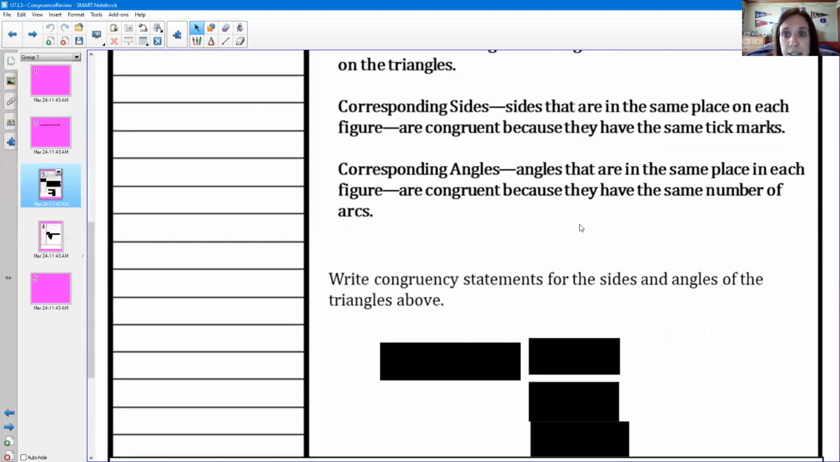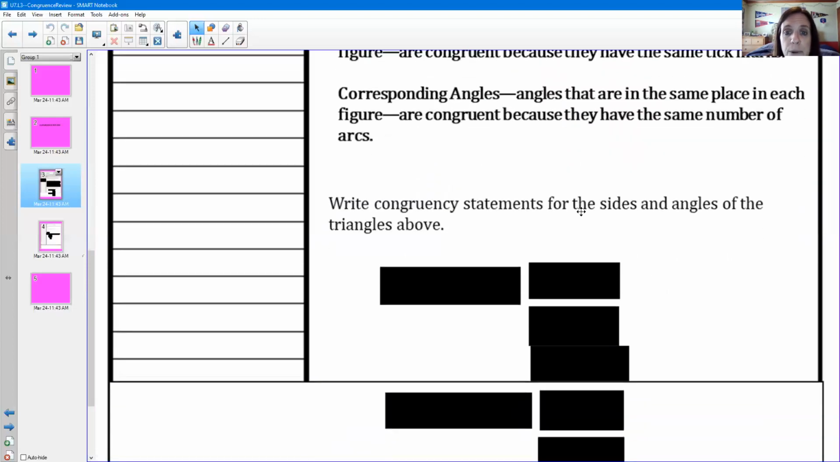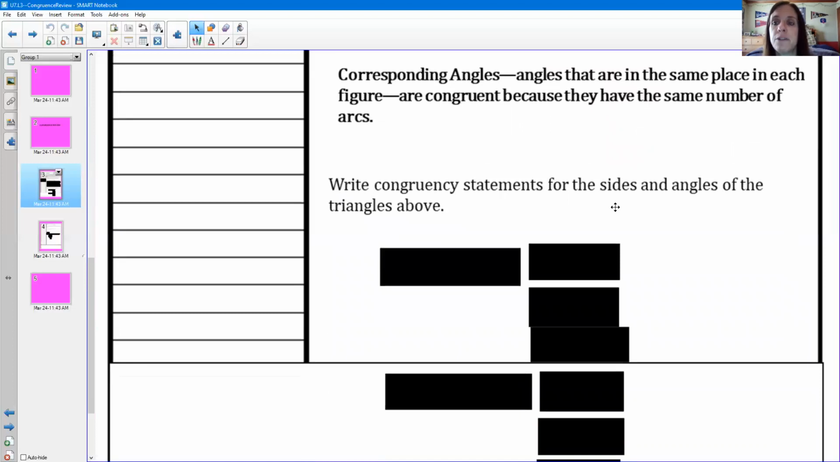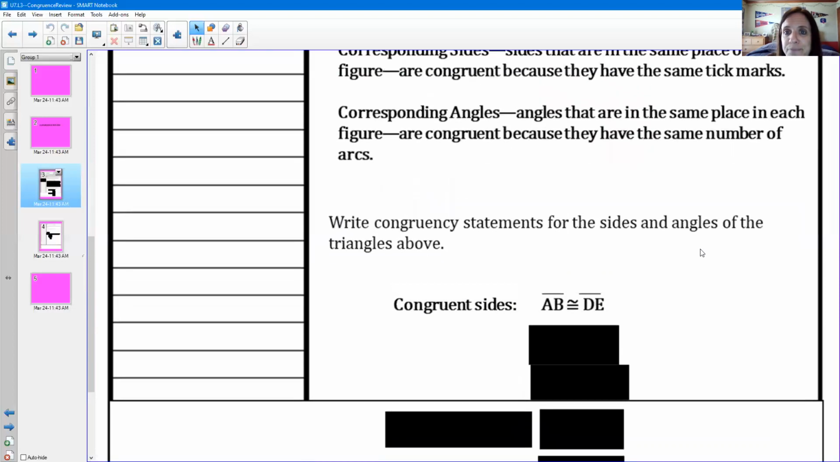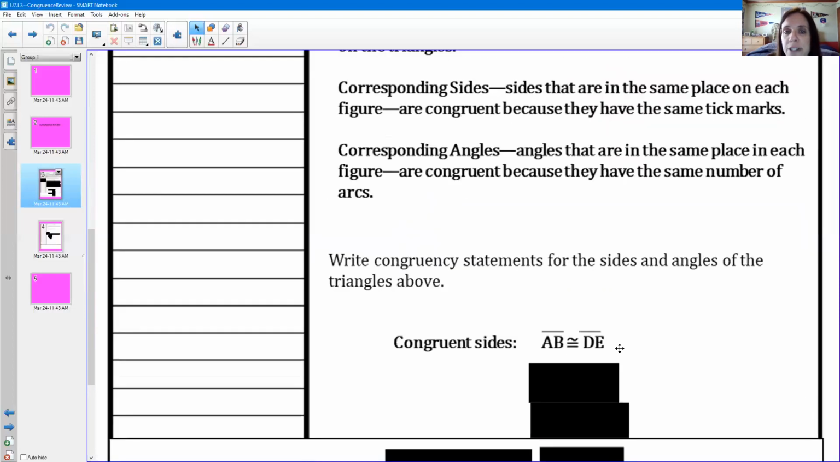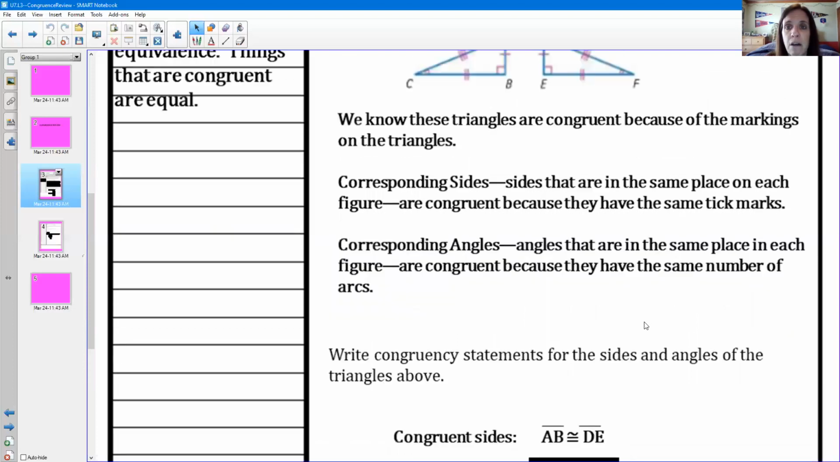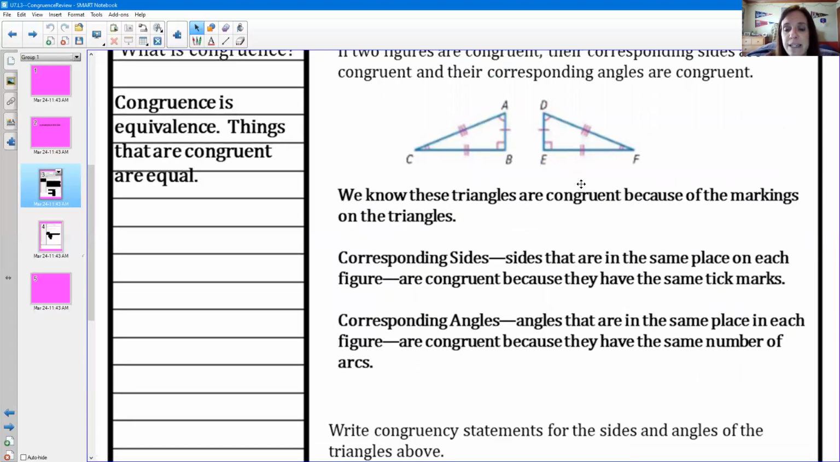All right, something some of you practiced before spring break was writing congruency statements for the sides and angles of the triangles above. When you're talking about sides, to mark a side, you put that line over the 2 letters that make a side. So AB is congruent to DE. Remember, this little symbol means congruent. If you can't type that, do the best you can. I got some interesting things last week from the people who turned it in. You can also type out the words "is congruent to" since you're typing. But AB and DE, okay?